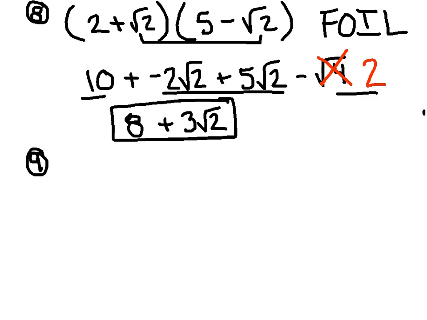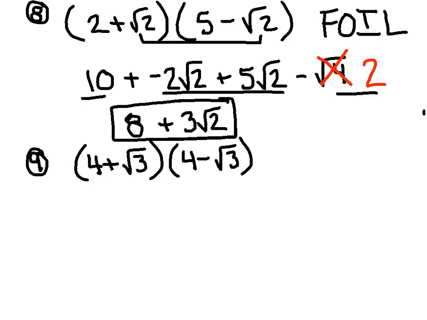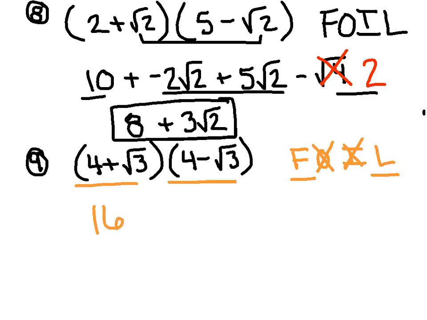Okay, one more example here. Let's do 4 plus radical 3 times 4 minus radical 3. Now your first instinct might be to say, yes, we've got 2 more binomials, so I need to FOIL again. But here's the good news. Perhaps you recognize that these 2 binomials are conjugates of each other. And because they're conjugates of each other, we're allowed to skip the O, skip the I, and we are going Florida style. First times first gives me 16.